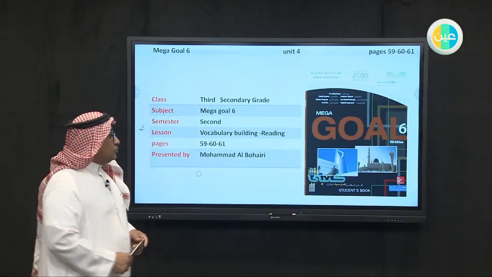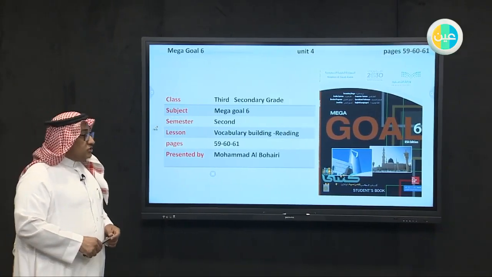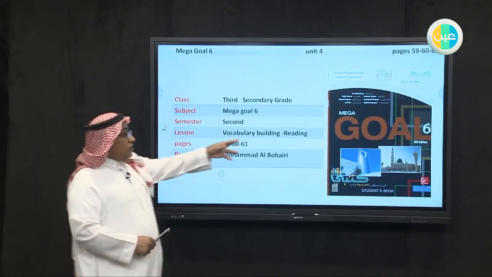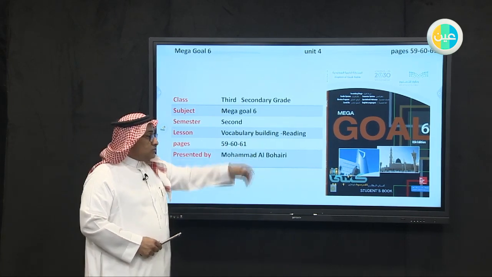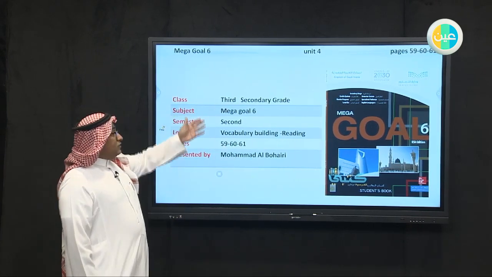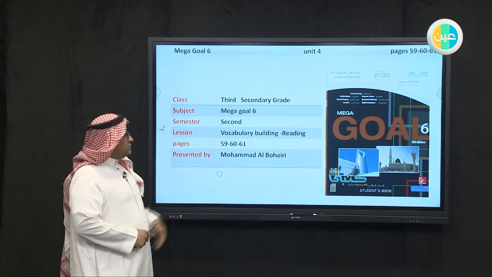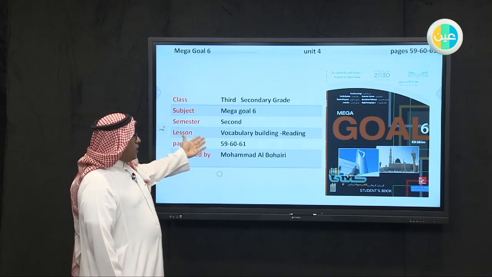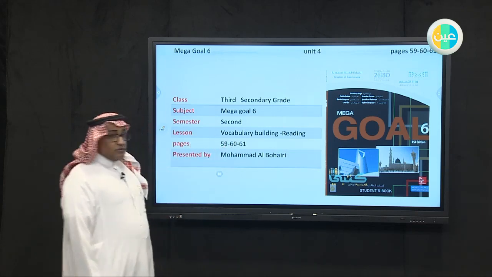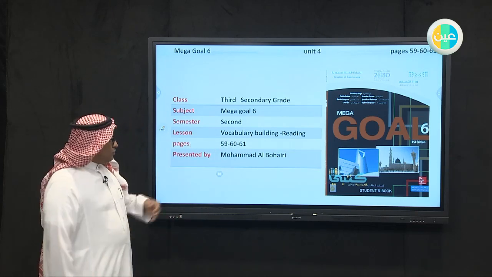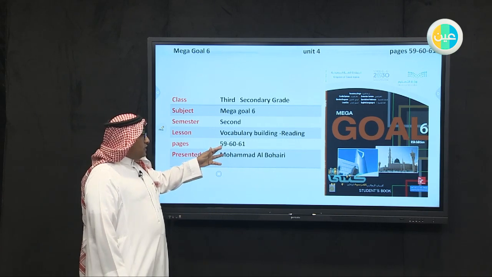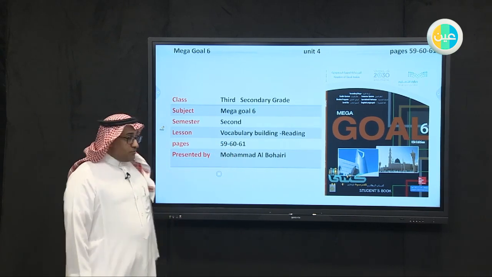I'm going to teach a lesson of Amiga Goal 6 for third secondary grade, semester second. The lesson will be vocabulary building and reading. And please, can I ask you to open your book on page 59, 60, and 61.